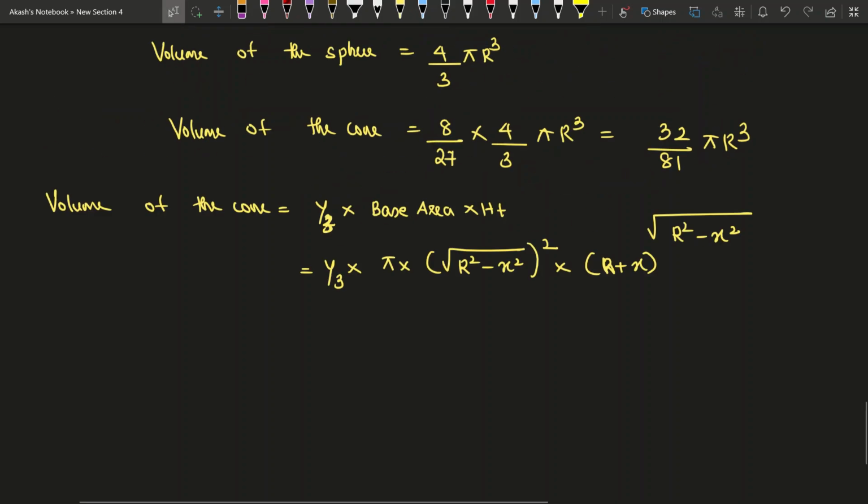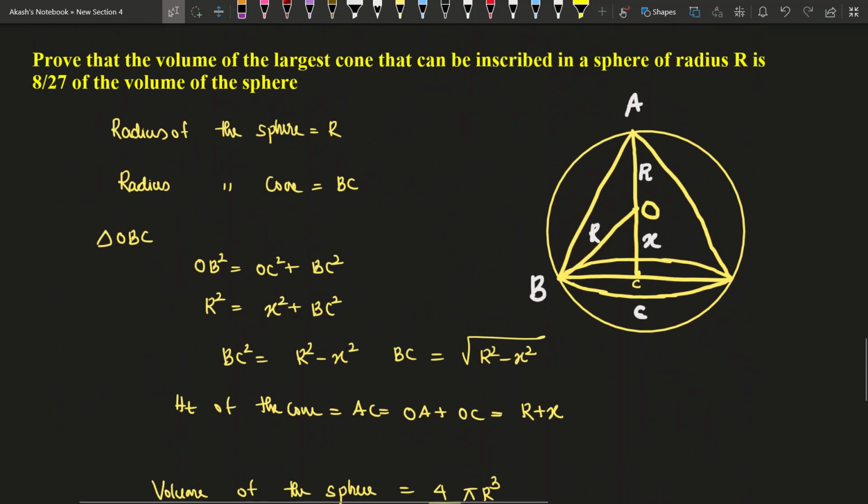I will explain once again how we got this. For example, this is the base circle. The area of this base circle is equal to pi BC square, where BC is the square root of r square minus x square, into height. The height is OA, which is equal to r plus x.